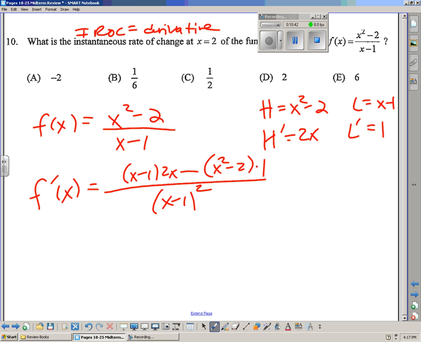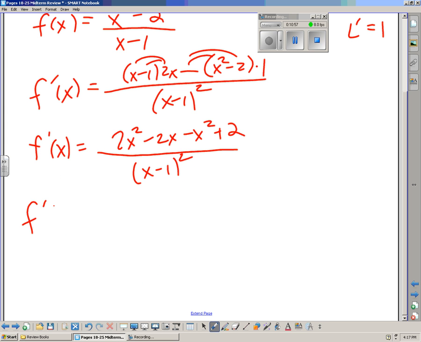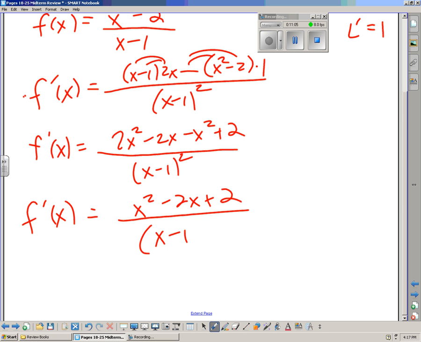You could simplify this a little bit if you'd like. We can distribute the 2x and get (2x squared minus 2x minus x squared plus 2) over (x minus 1) squared. Or you could just plug in the 2 up here, but we'll simplify anyway just for practice. We will get (x squared minus 2x plus 2) over (x minus 1) squared.